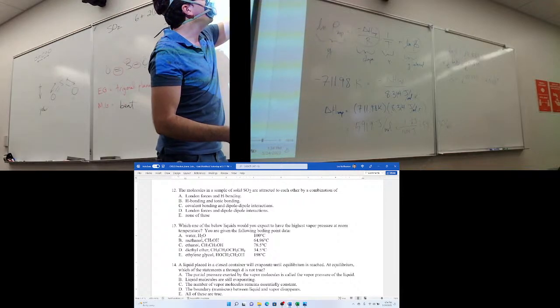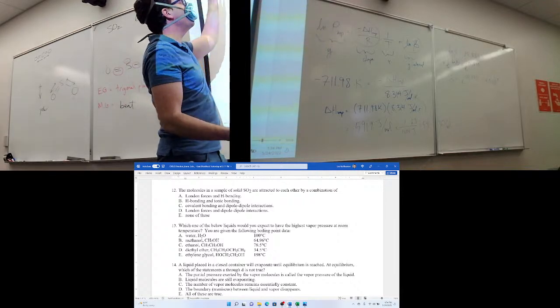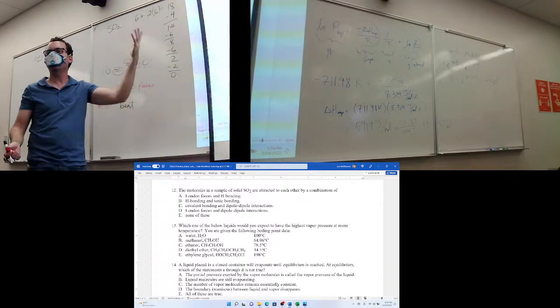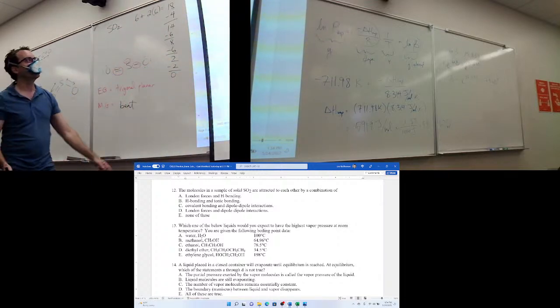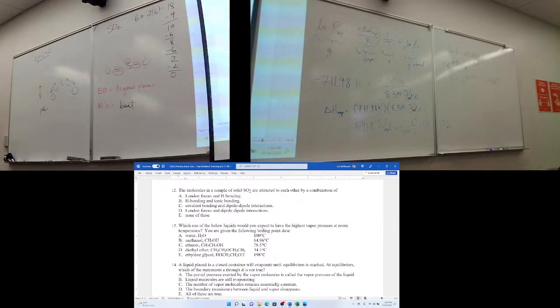But combination. So what are all the IMFs? Well, in addition to the dipole-dipole, there's London dispersion forces. So D, London dispersion forces and dipole-dipole interactions.